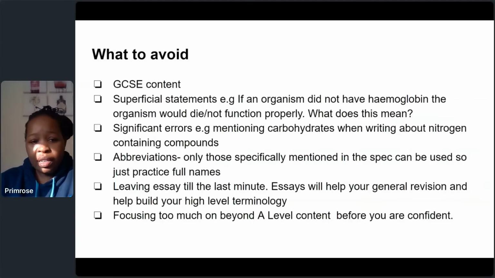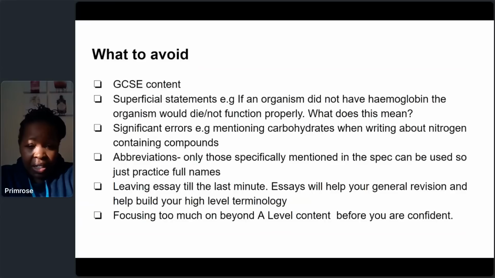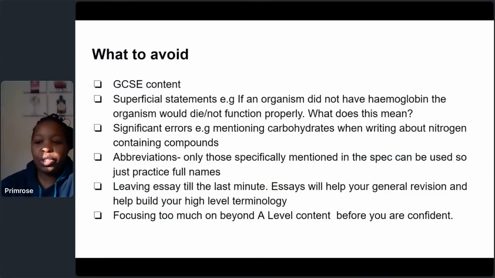The next thing that you need to avoid is abbreviations. You can use some abbreviations, but they have to be ones mentioned in the spec. So DNA is fine, RNA is fine, but things like SA cannot be used. ATP is absolutely fine, but check the specification and practice writing full names. If you're going to say DNA, use capital letters so that you make sure that it's accurate because it's linked to the science there.